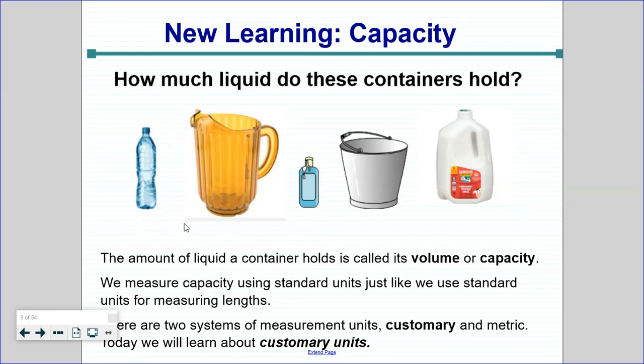So look at these examples up here. Here's a water bottle, a water pitcher, it looks like maybe a shampoo bottle, a bucket, and a gallon of milk. These are containers that hold liquid. And what we're going to learn today is to estimate how much liquid they can hold and what units we would use to measure them.